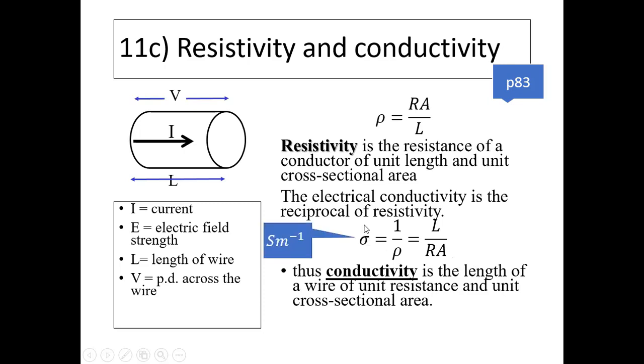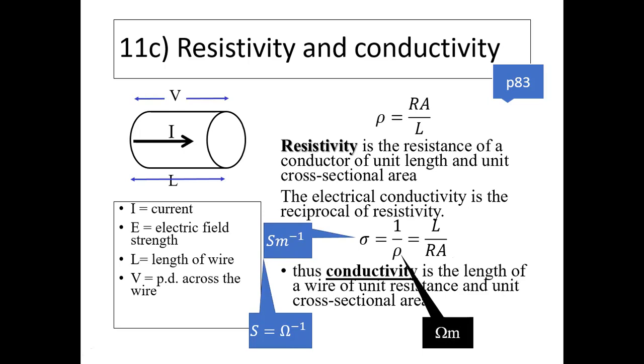Now remember we have the unit as Siemens per meter, siemens meter -1. The resistivity unit is ohm meter. So Siemens is basically ohm -1. Siemens is very rarely used; we usually call it ohm minus 1.